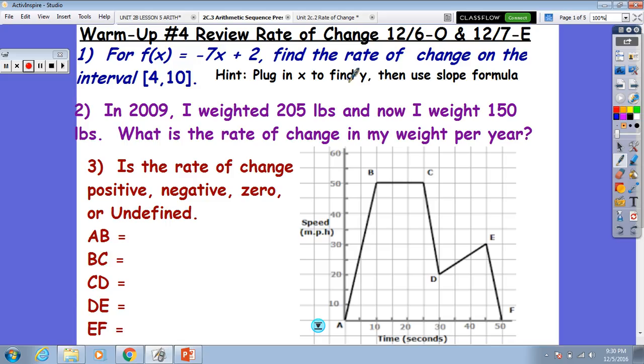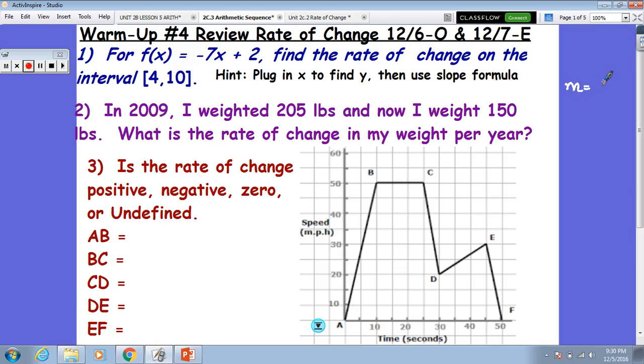Okay, so now that we've got that taken care of, we need to remember how we find the rate of change. Remember that rate of change is the same thing as slope. So if you don't remember the formula, the slope formula is y2 minus y1 over x2 minus x1. So in order to use this formula, you need 2 points.